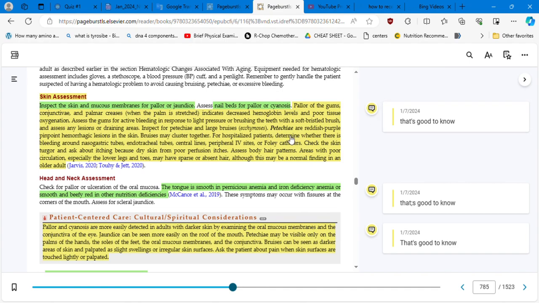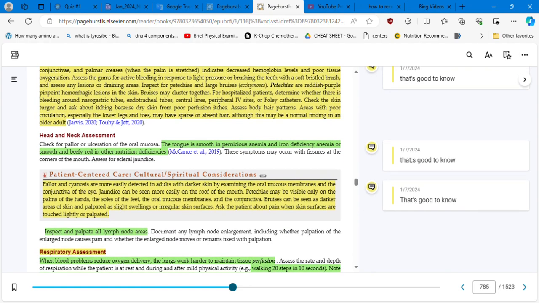Petechiae: reddish purple pinpoint hemorrhagic lesions in the skin. Bruises may cluster together. For hospitalized patients, determine whether there is bleeding around nasogastric tubes, endotracheal tubes, central lines, peripheral IV sites, or Foley catheter. That's good to know. Here comes another one.